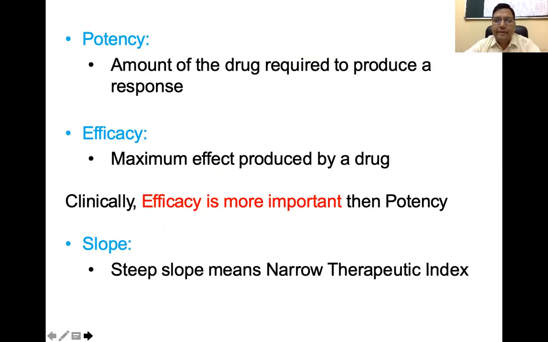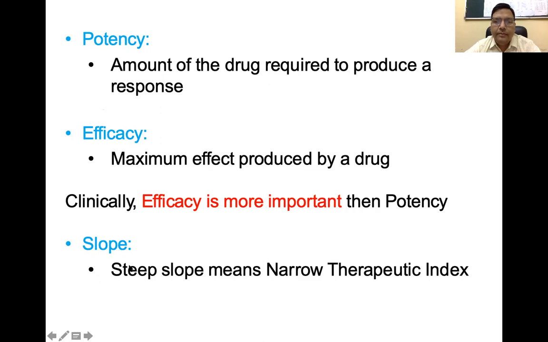So coming to the various parameters which we can come to know with this log dose response curve, one is the potency. Potency is the amount of the drug which is required to produce a response. And efficacy is the maximum effect which can be produced by using a drug. Clinically, it is the efficacy which is more important than the potency because it is mainly the response which we want to see.